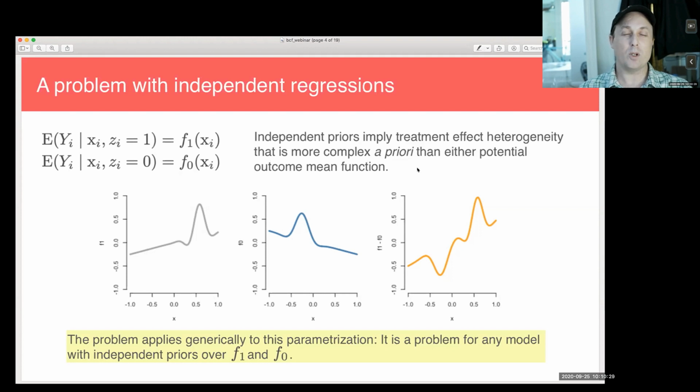But what it means is that when you're doing this, you don't have any fine control over the treatment effect. And in particular, you're basically saying that you think the treatment effect is going to be more complicated than either of the potential outcome expectations. And we think that in most problems, that's not realistic. This is a problem that applies generically to this parameterization, and it's going to be a problem for any model that has independent priors or penalties over F1 and F0.